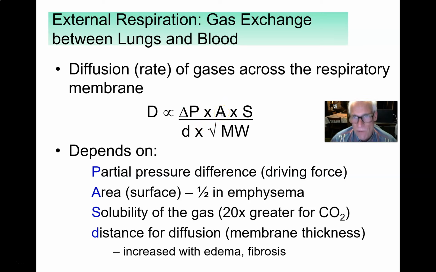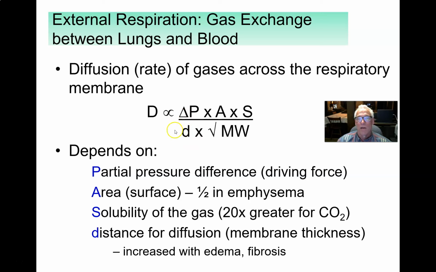A stands for the surface area of the respiratory membrane. The surface area is huge. We said it's around 75 square meters of surface of all that respiratory membrane of 500 million alveoli. That's pretty amazing. The broader the area, the more gas we can get through there. Solubility of the gas: as we mentioned, CO2 is 20 times more soluble, so we can get a lot more CO2 moved for every difference in partial pressure.